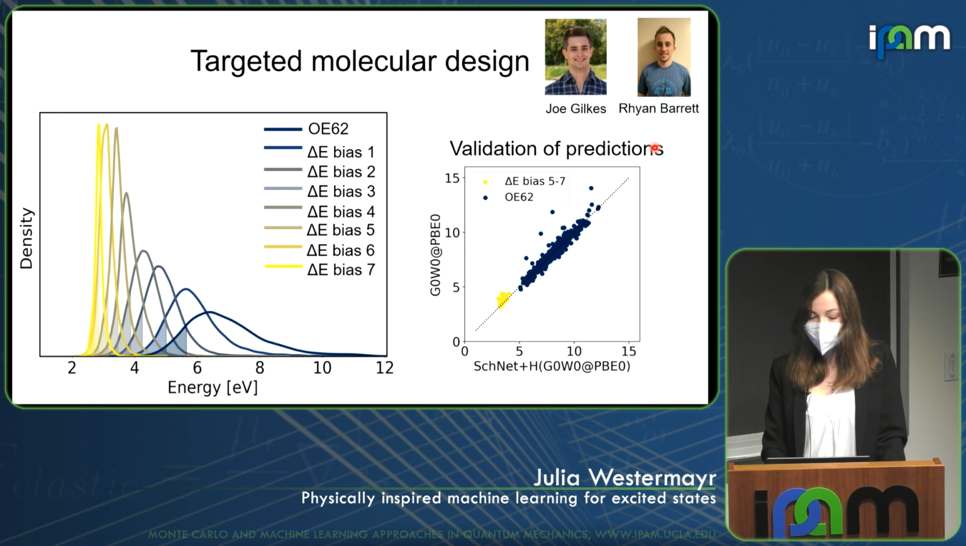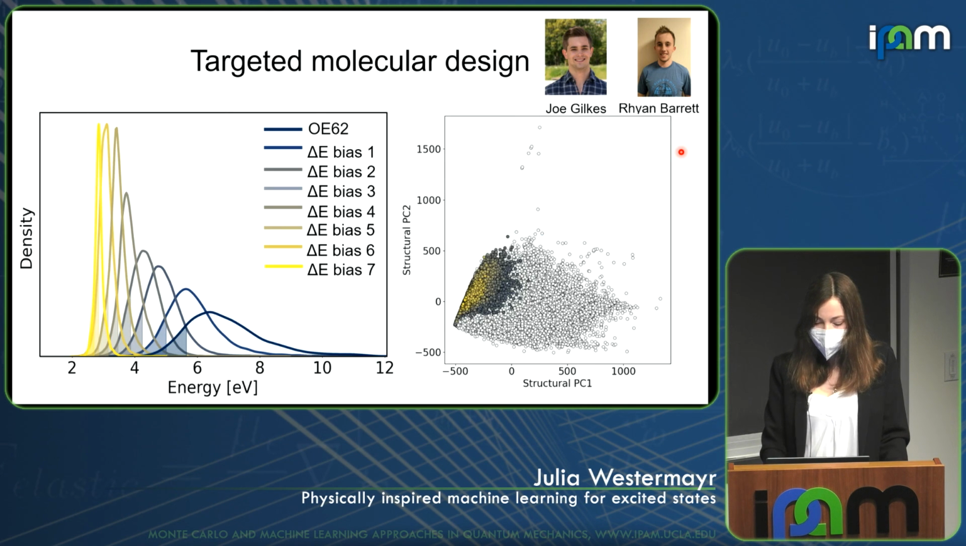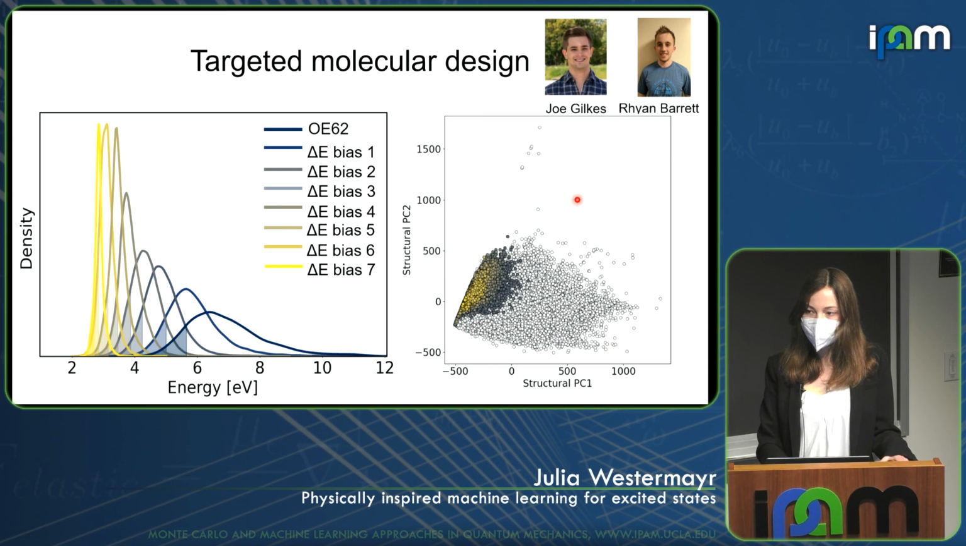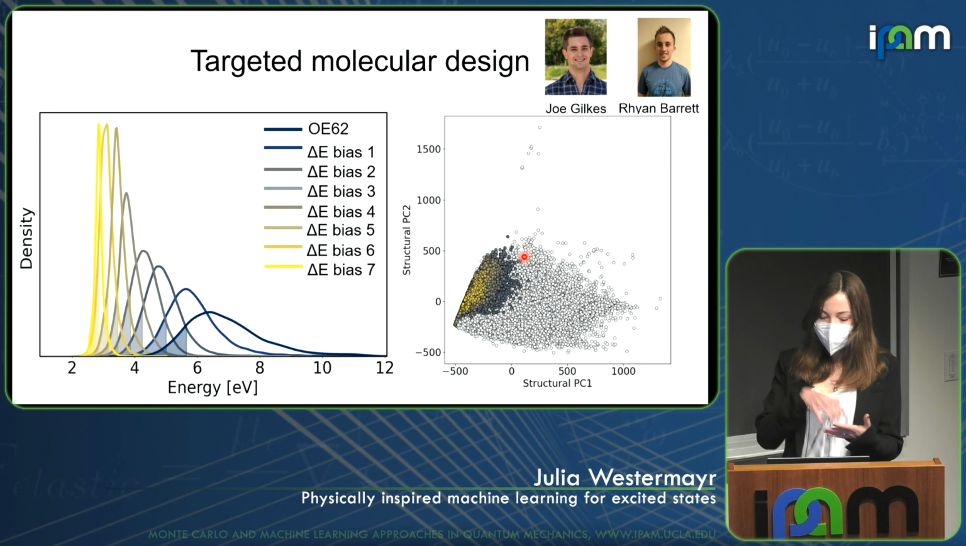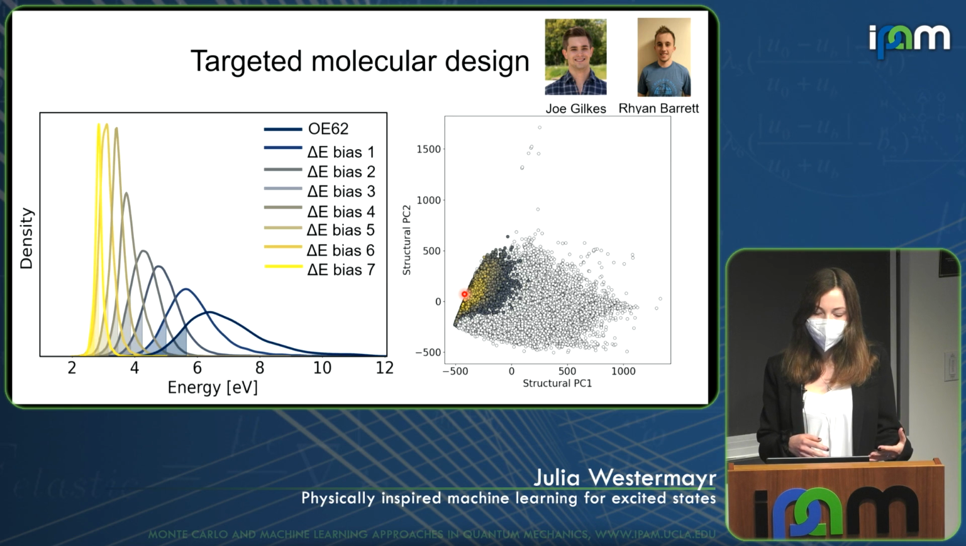And Joe Gilkes, a PhD of Reinhard Maurer, then looked into the chemical space with me, and we did principal component analysis. And you can see here the gray data are those molecules that are in the OE62 dataset. So this is the chemical space spanned by these molecules. And with progressive iterations, we kind of move into a certain region of chemical space. So we do not leave the chemical space, but we leave the property space. And that's why also the machine learning model for the energies is quite accurate.